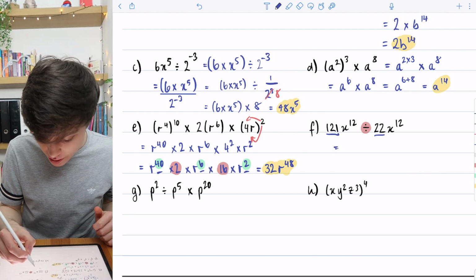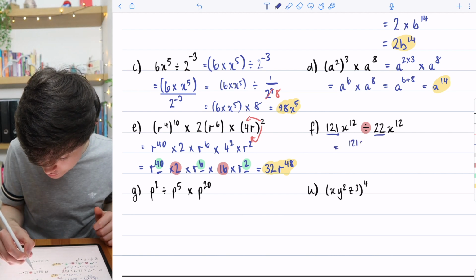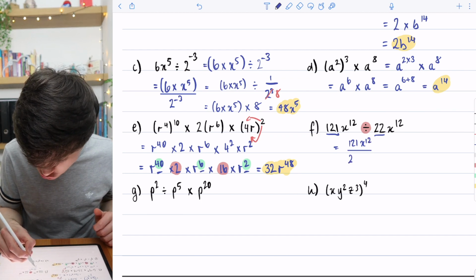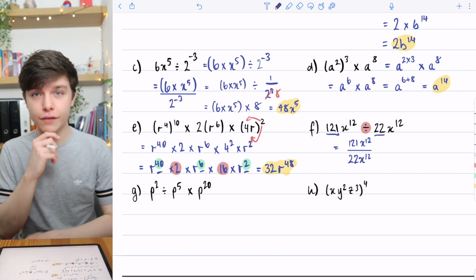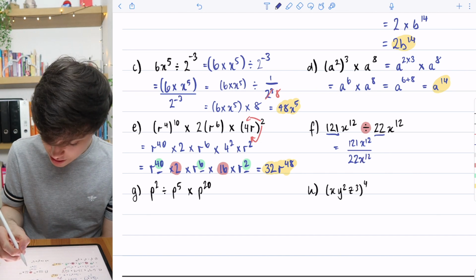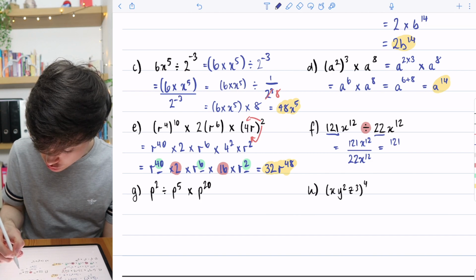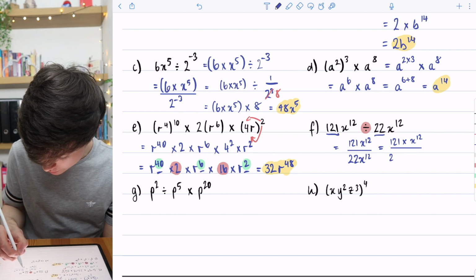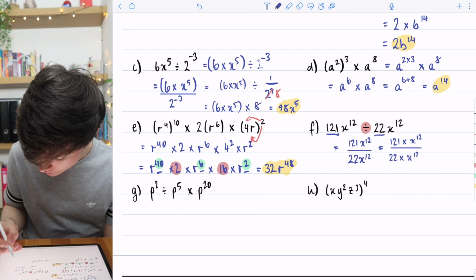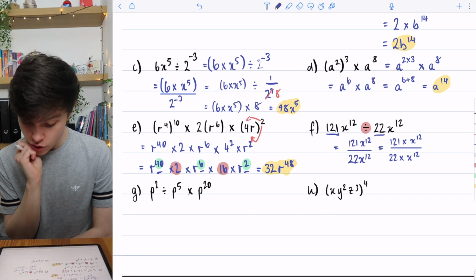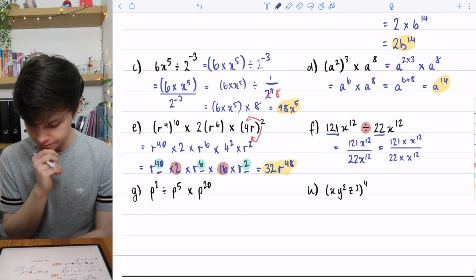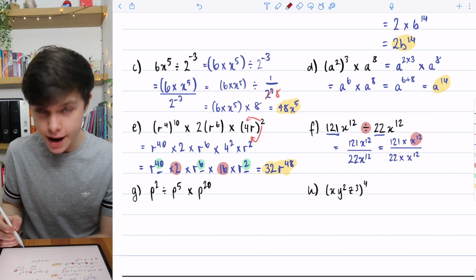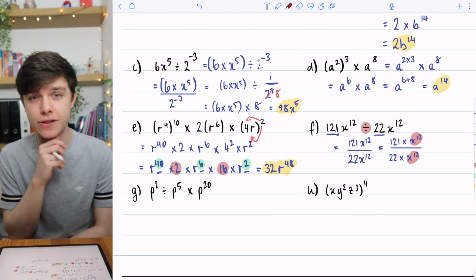So if I write 121x to the 12 on the top, and I divide that by 22x to the 12 on the bottom. Like I've said in this video, another way of writing that is 121 times x to the 12. We just don't need the invisible multiplication sign. And then 22 times x to the 12 on the bottom. On top and bottom, we both have x to the 12.